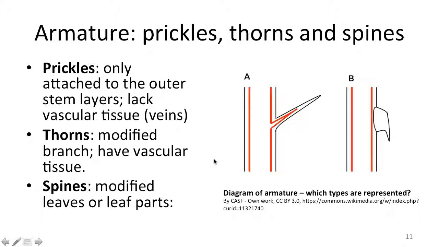Next, we can talk about thorns. Thorns are actually modified branches, and branches always have vascular tissue. So that means that thorns themselves also have vascular tissue. And you can see that on this diagram on the left. The vascular tissue comes up and it enters the thorn, and then it continues going up the remainder of the stem. In practice, it can be hard to see whether a kind of armature has vascular tissue or not.